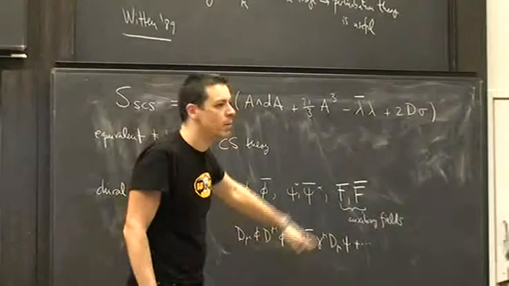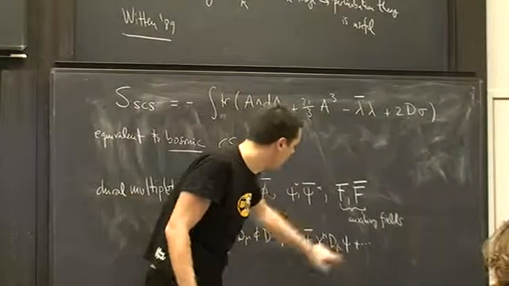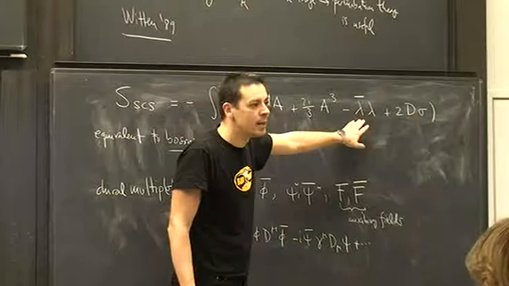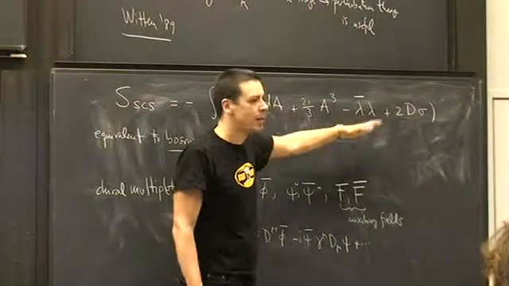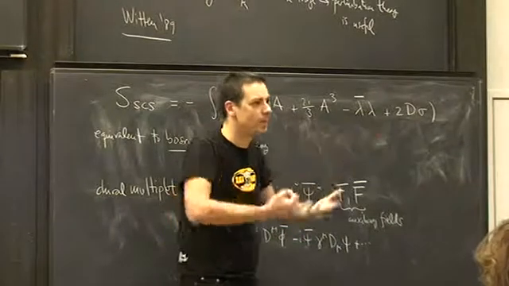Now, when you couple things to matter, as you were pointing out, there will be couplings between the matter fields and lambda, so you won't be able to integrate it out like this. So there will be dynamics.